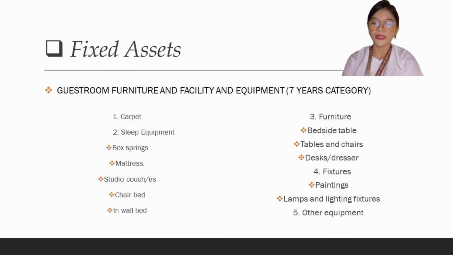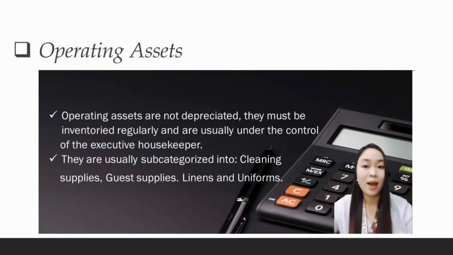Guest room furniture, facility and equipment, 7 years category. 1. Carpet. 2. Sleep equipment: box springs, mattress, studio couch, chair bed, wall bed. And 3. Furniture: bedside table, tables, and chair, desk, dressers. 4. Fixtures: bedside tables and chairs. Operating assets. Operating assets are not depreciated. They must be inventoried regularly and are usually under the control of the executive housekeeper. They are usually subcategorized into cleaning supplies, guest supplies, linens, and uniforms.